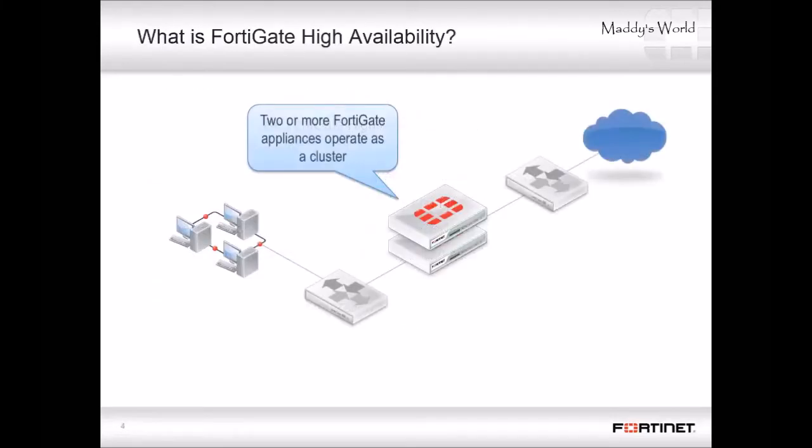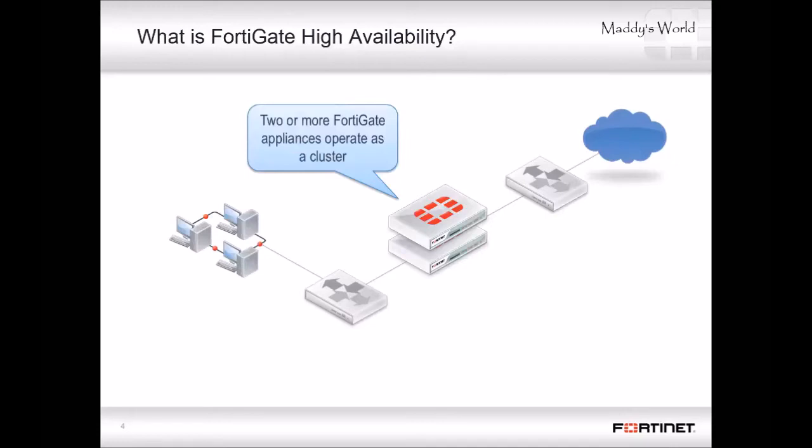The idea of HA is simple. HA links and syncs two or more devices. Like HA you may have seen on other vendors' products, one FortiGate acts as the main appliance. It synchronizes its configuration to others. It uses a heartbeat link to detect when another appliance becomes unresponsive.